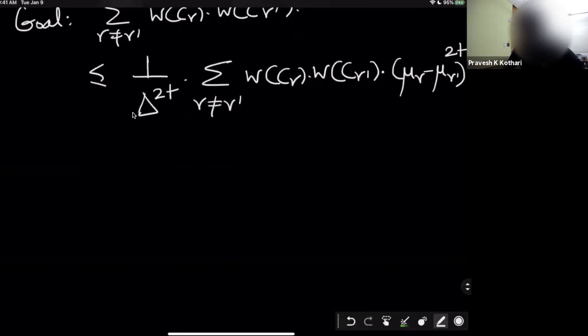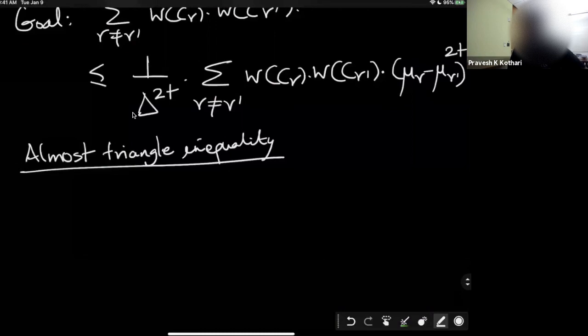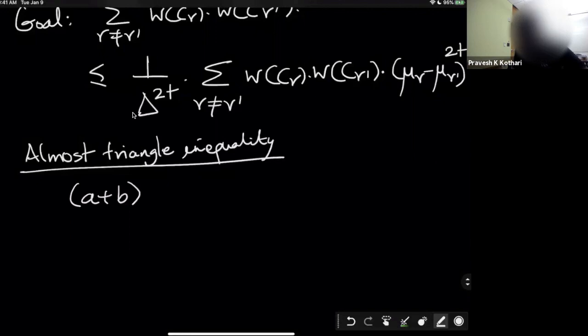All right, so that's potentially a weird thing to do, but you'll see it's helpful. And now I'm going to use a really famous and complicated inequality. I'm going to call it the almost triangle inequality. It's the most complicated inequality I'll use today. So let's write down what it means, okay? It means that for any a and b, a plus b to the 2t is at most 2 to the 2t minus 1 times a to the 2t plus b to the 2t.